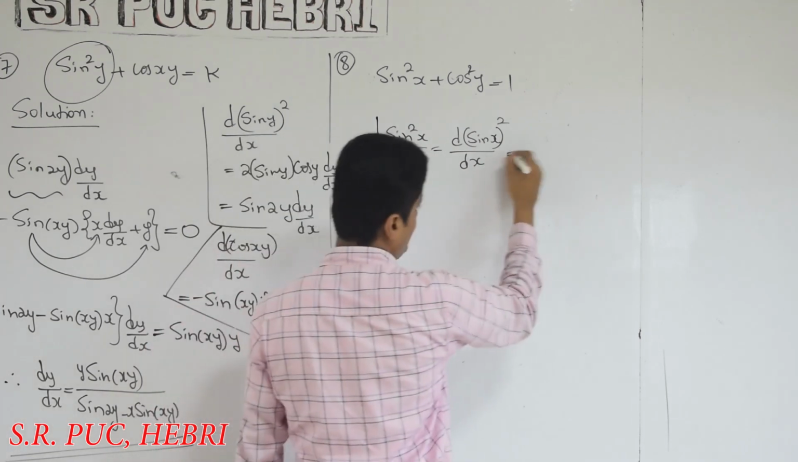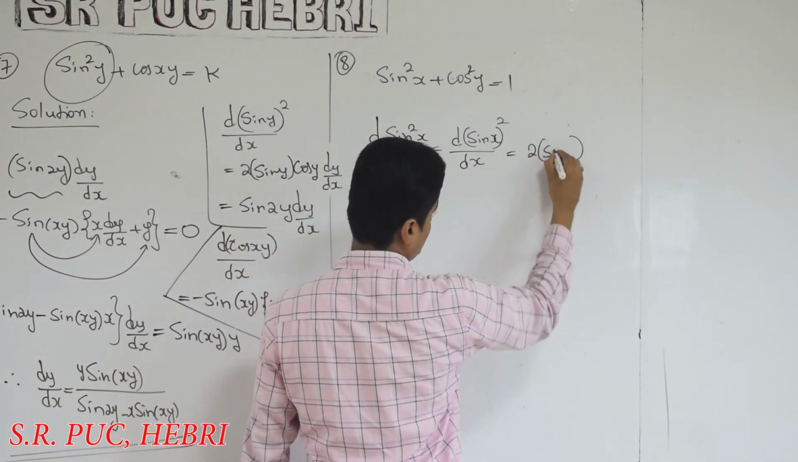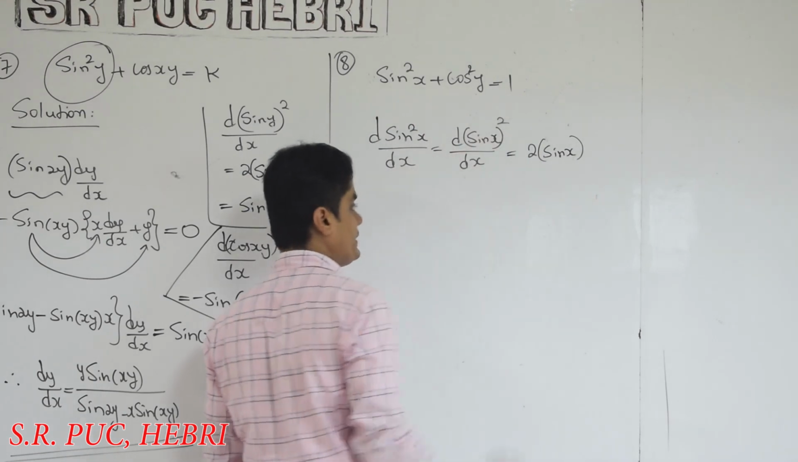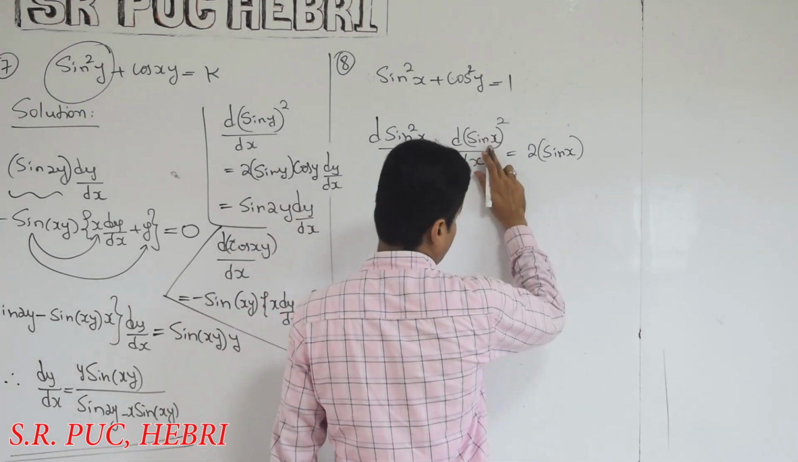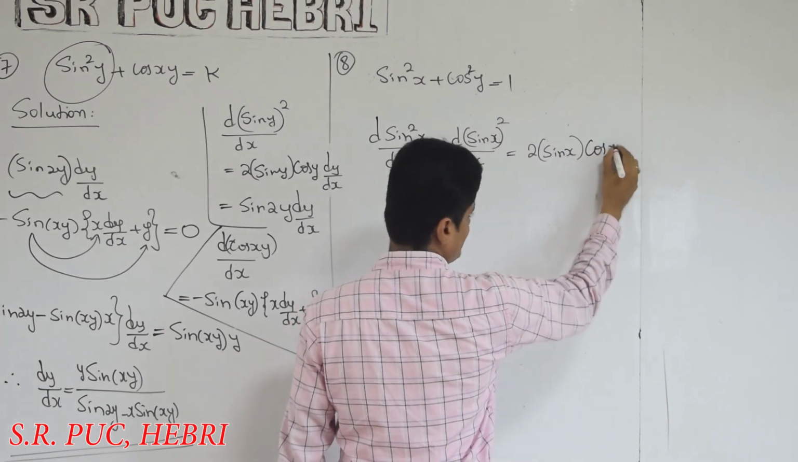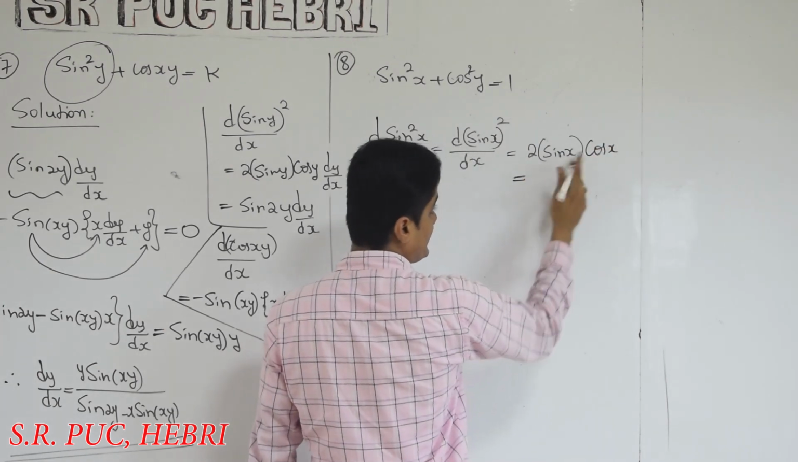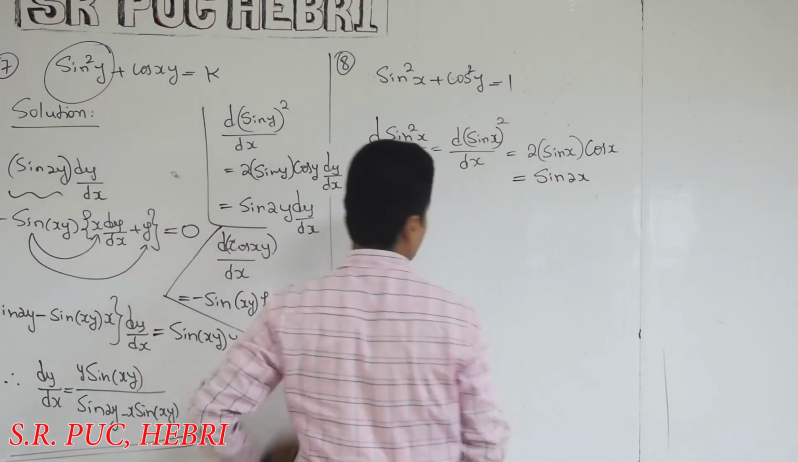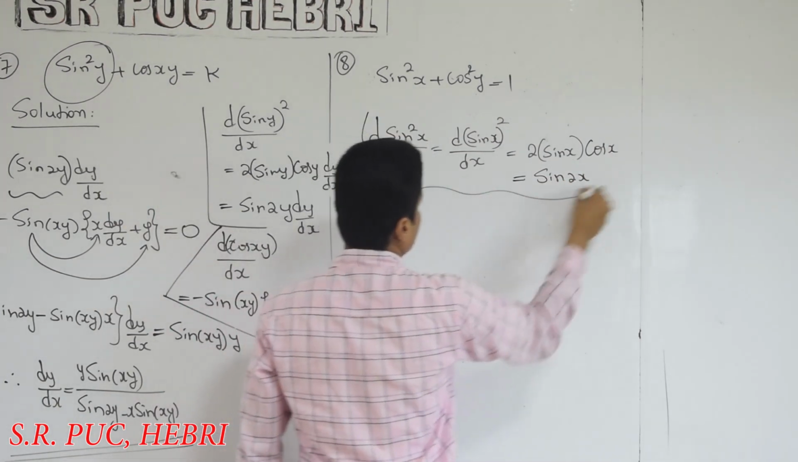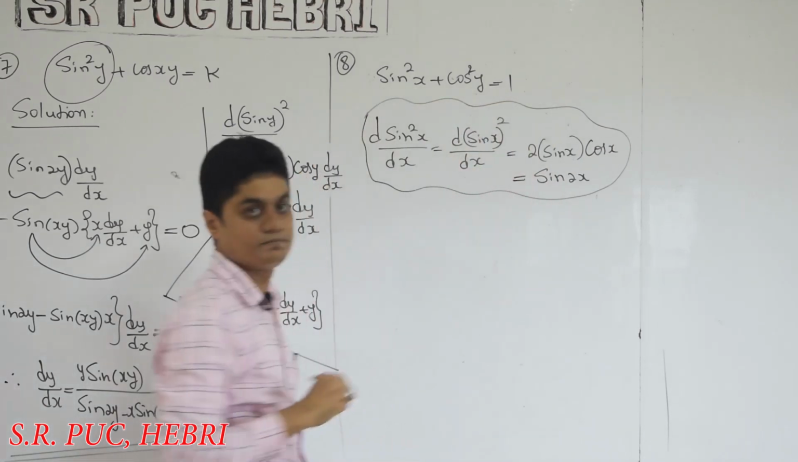It is in the x square format, so 2x into the differentiation of the inside function. What is the derivative of the inside function? Sin x, its derivative is cos x, and 2 sin x cos x is nothing but sin 2x, almost like sin square y. So this is the derivative of the first term.